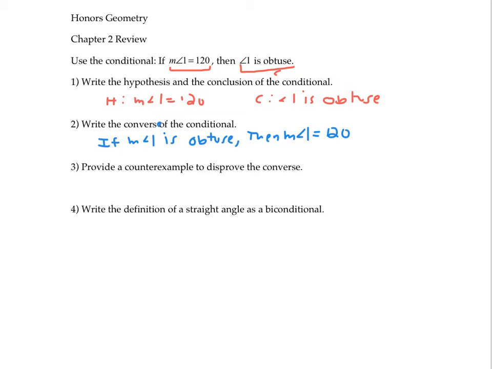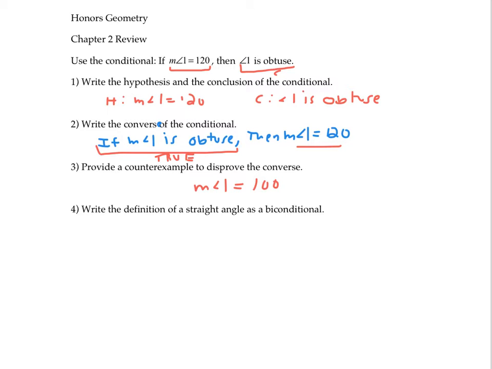And the next question, number 3, says provide a counterexample to disprove the converse. So a counterexample is an example where the hypothesis is true, but the conclusion is false. So in this statement, if the measure of angle 1 is obtuse, does it have to be 120 degrees? That's false, because the measure of angle 1 could be 100 degrees. As long as you give the measure of an obtuse angle, something greater than 90, then you're all set with your counterexample.